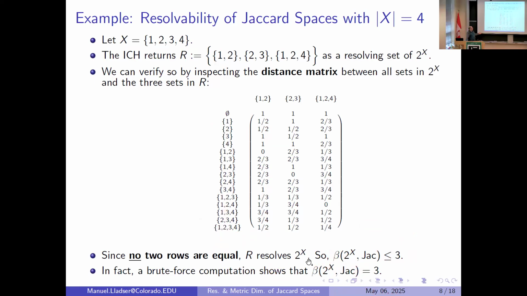But again, I cannot play that game a lot because the power set will grow exponentially fast. And the ICH is cubic in the size of the power set, yeah?